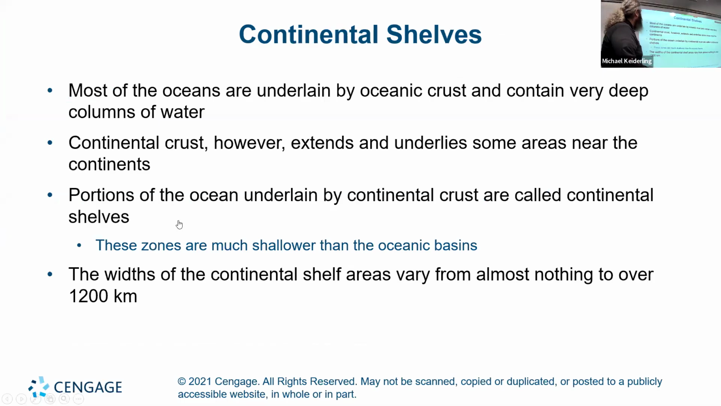So, continental shelves. Most of the oceans are underlain by oceanic crust and thus contain very deep columns of water. Continental crust, however, does extend and underlie some areas near the continents. In your Pangea lab, those are those darker shaded areas around the edges of the continents. Portions of the ocean underlain by continental crust are called continental shelves. These zones are much shallower than the oceanic basins, and the width of the continental shelf area varies from almost nothing to over 1,200 kilometers, depending on where you are.